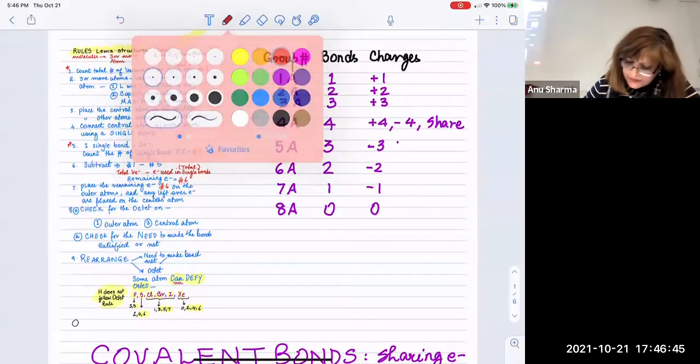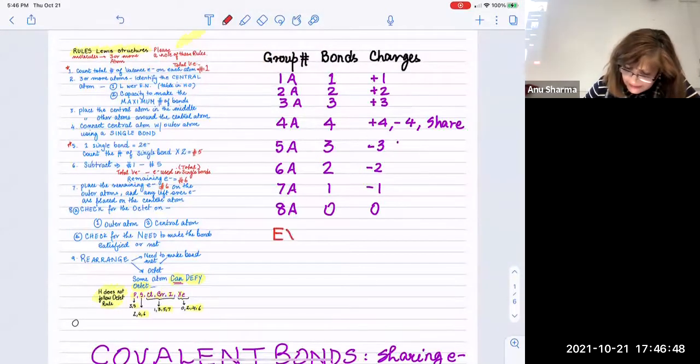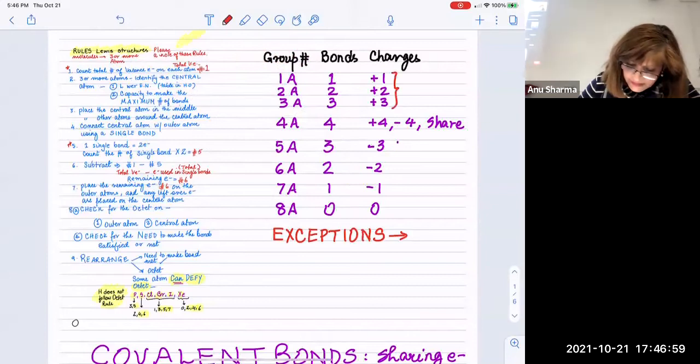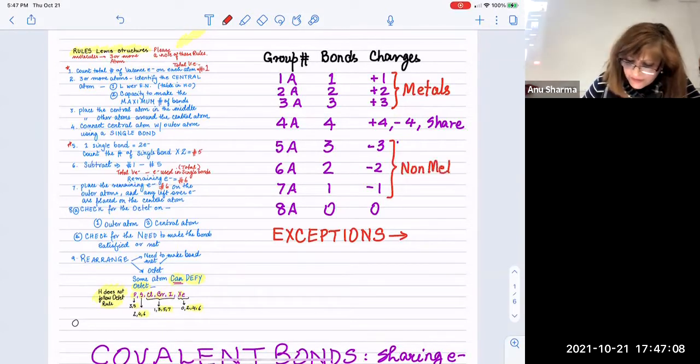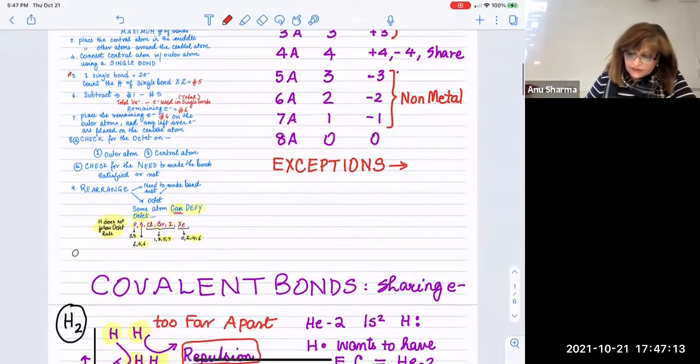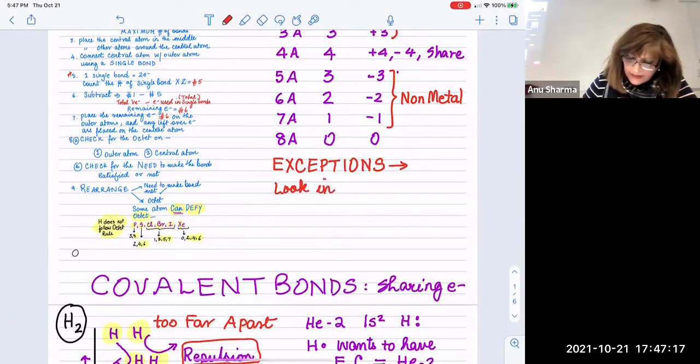But keep in mind here, there are going to be exceptions to the rule. Okay, these are some exceptions. And so what are those exceptions? Keep in mind that these guys are metals. So the charges are only formed when these non-metals react with the metals. But we are not talking about the metals here. We are talking about the non-metals. So exceptions. Look in the handout.